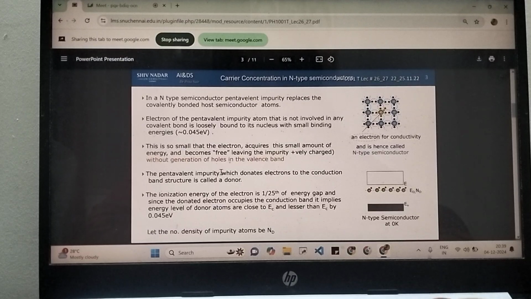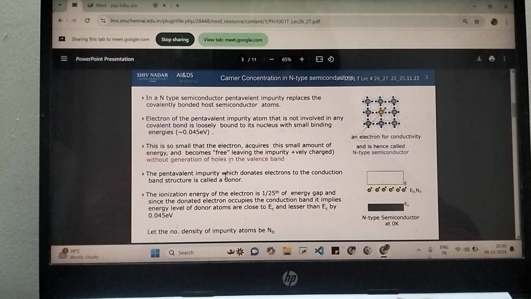This pentavalent impurity which donates electrons is called a donor. The ionization energy is 1/25 of the energy gap, and since the donated electron occupies the conduction band, it implies that the energy is closer to EC. So what this point means is, I have a free electron here. I provide 0.045 electron volts of energy to it. This electron goes into the conduction band, meaning the average energy level of these electrons should have been close to the conduction band, and the difference between them is 0.045 electron volts. That is what this point says.